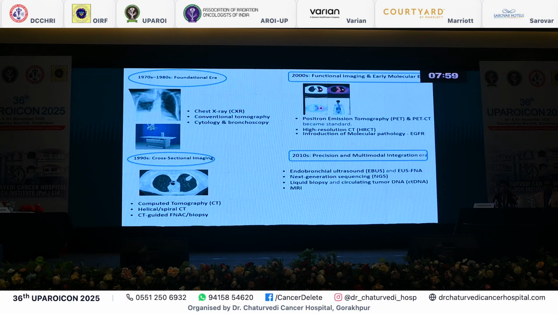Later on, in the last 2 decades, we have come with EBUS, next generation sequencing, circulating tumor DNA, MRI. So that has helped us stage patients better.